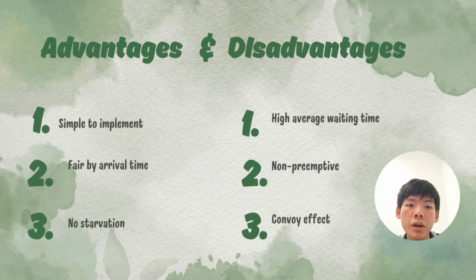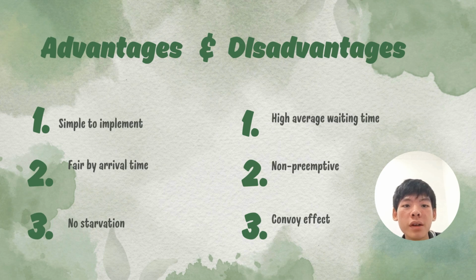The advantages of FCFS: the first one is easy to implement, easy to understand and code. The second one is fair by arrival time. Processes are handled in the order they arrive. The third one is no starvation. Every process will eventually get CPU time.